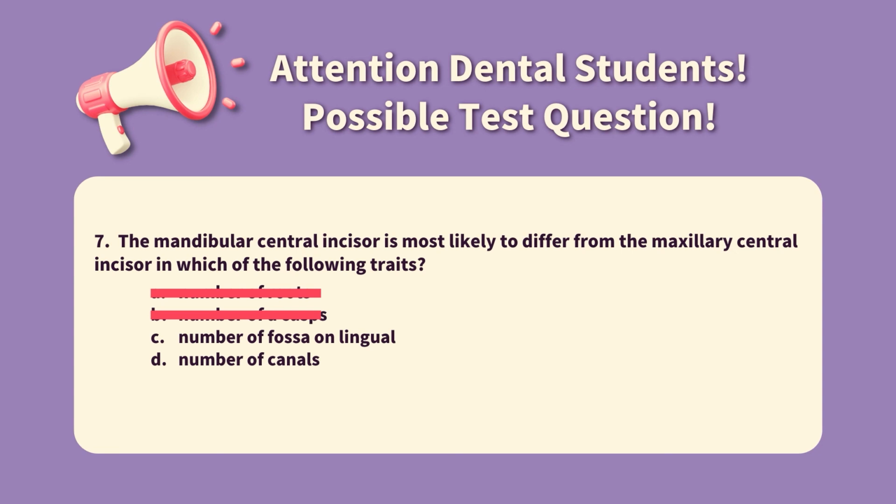C, the number of fossa on the lingual. Both the maxillary and mandibular central incisors have one fossa, the lingual fossa, so this isn't correct either. And then D, the number of canals. The mandibular central incisor has one canal, but 40% of the time it might have two, while the maxillary central incisor has one canal. So this is the correct answer.